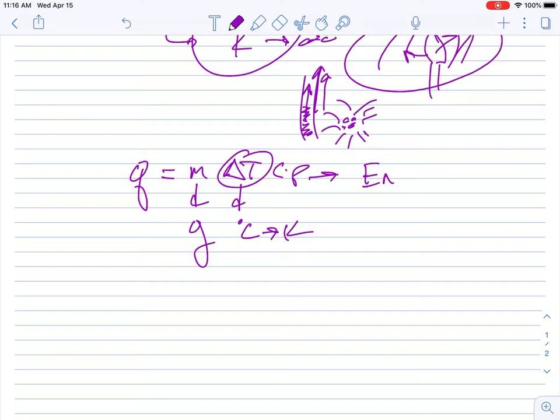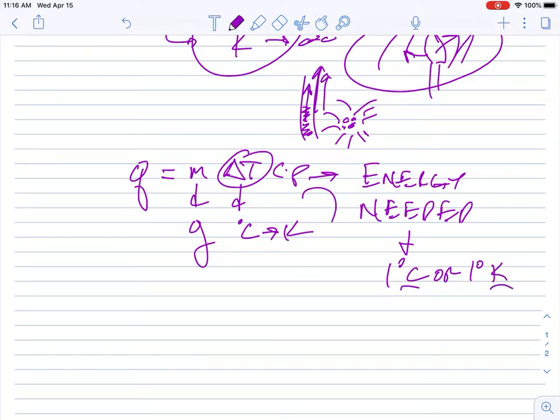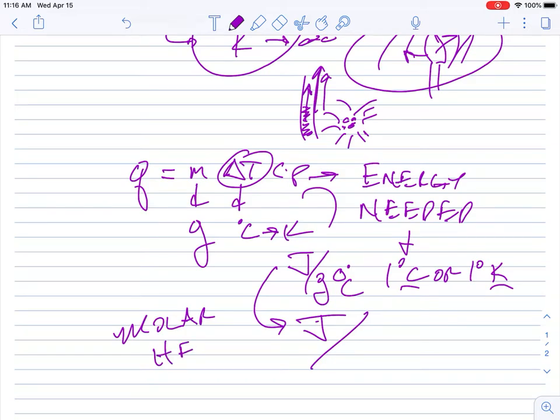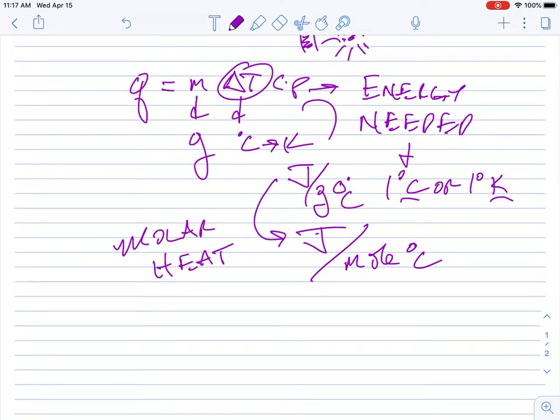And then you have the specific heat, which is the energy needed to cause a 1 degree change in Celsius or Kelvin, doesn't make any difference. And that has units of joules per gram degree Celsius. Now, sometimes you'll see this in chemistry, especially, instead of joules per gram degree Celsius, written as the molar heat capacity, which is the same idea, but it's joules per mole degrees Celsius. So it's the same idea.